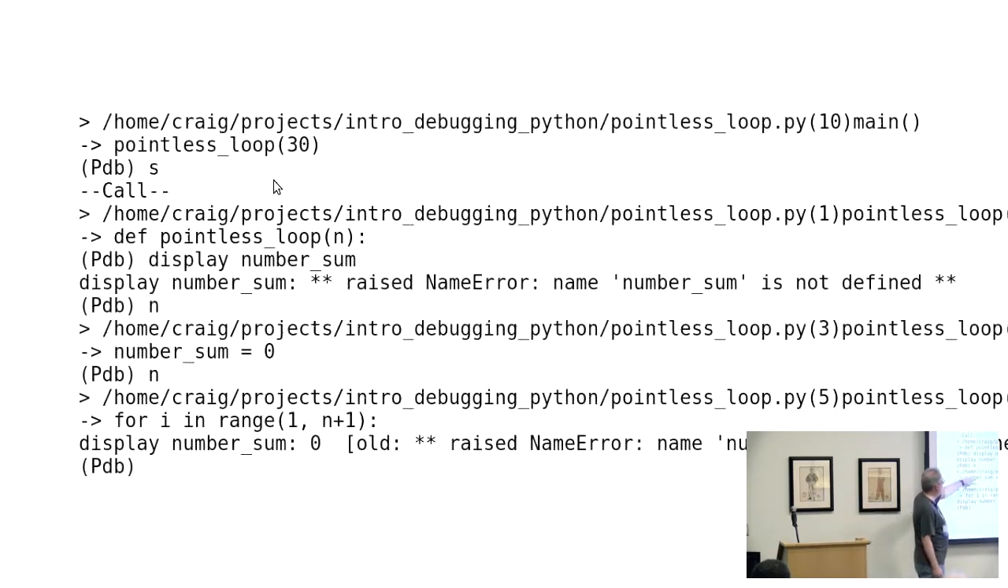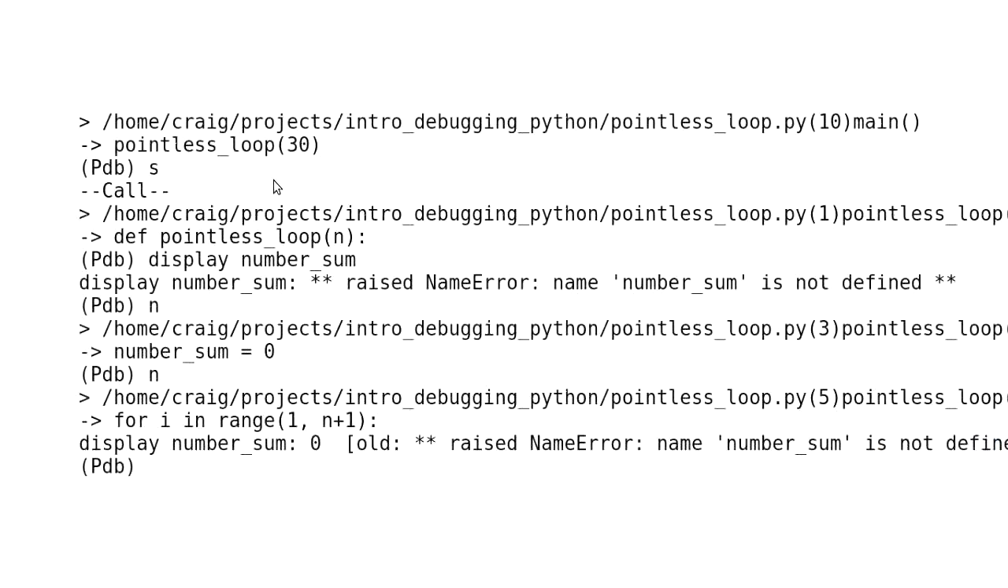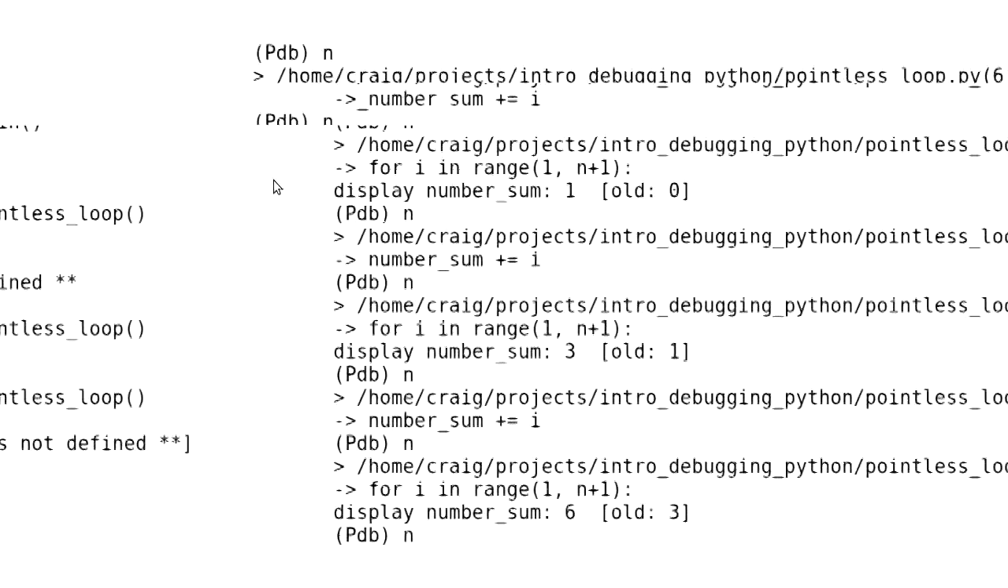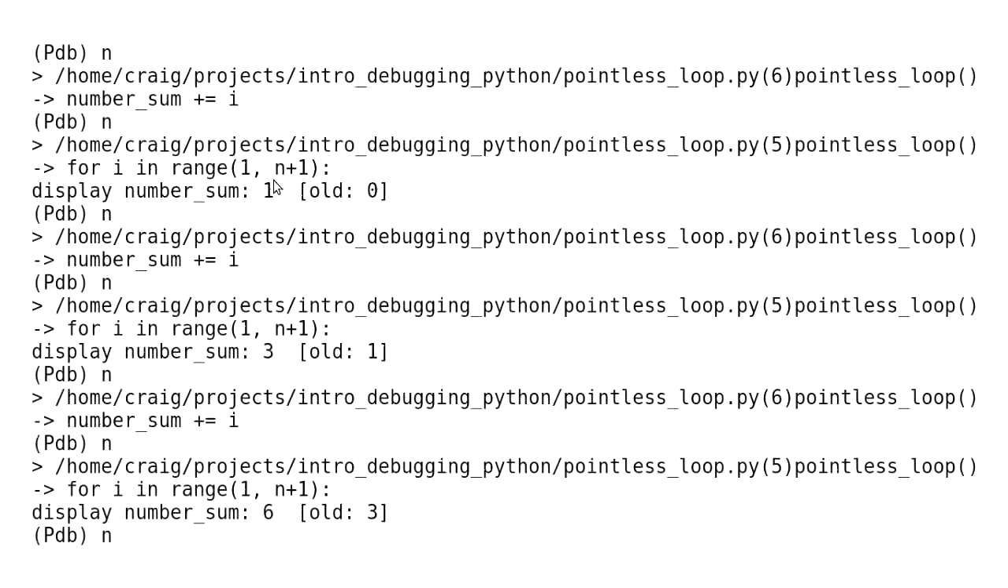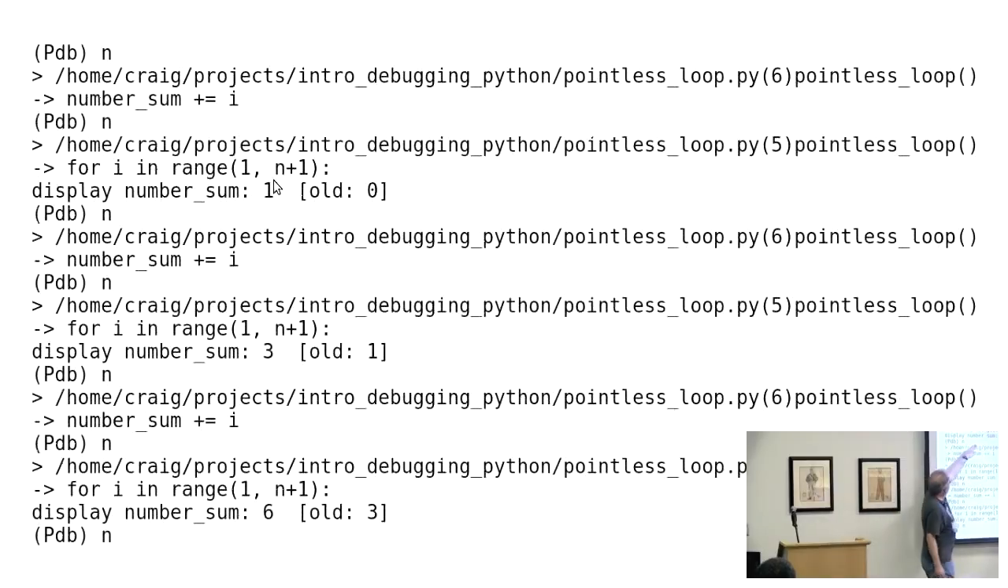But if I hit next line, there's the definition for it: number sum equals 0. So now it will show that 0 is the current value, and the old value was not defined, so you know at what point it's been defined. And as you traverse through this pointless loop, you can see the old value was 0, now it's 1, the old value was 1, now it's 3. So it gives you a really good insight into how variables are changing as it's moving along.